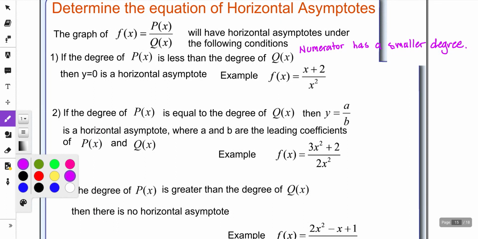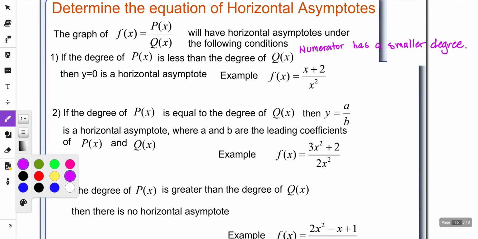They give you an example of the numerator having a smaller degree. So look at this. I have x plus 2 divided by x squared. Denominator, that is a higher degree. It's degree 2. Numerator, degree 1. Right? Degree means highest exponent. Numerator is for sure smaller.